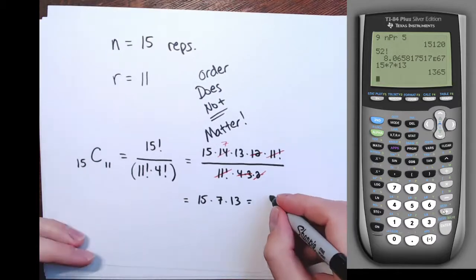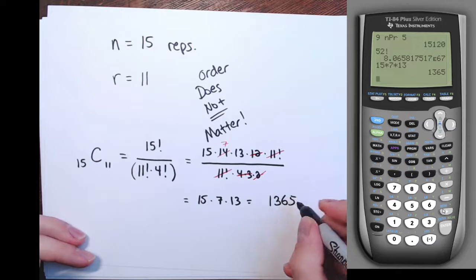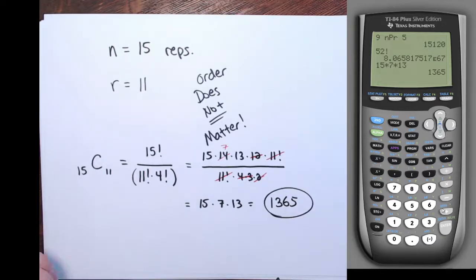So 1,365. There'd be 1,365 different ways I could take 11 people out of 15. And again, it doesn't matter, just taking groups of 11, not caring what order they come in. So there's 1,365 different groups of 11 you could make out of 15 people.